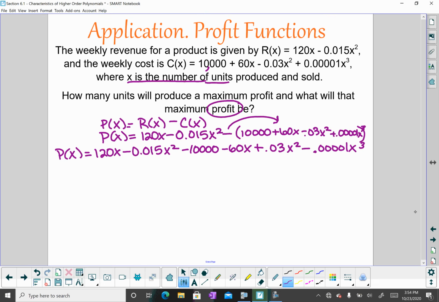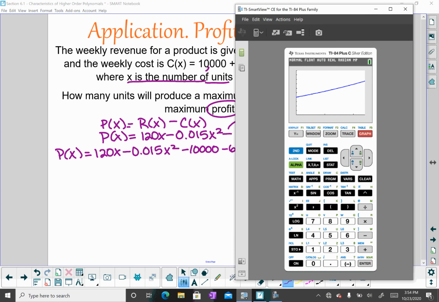Okay, so now we need to find the maximum on this function. So we're going to graph it in our calculator. Back to y equals 120x minus 0.015x squared minus 10,000.